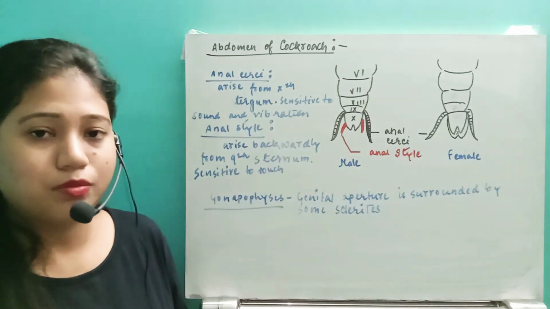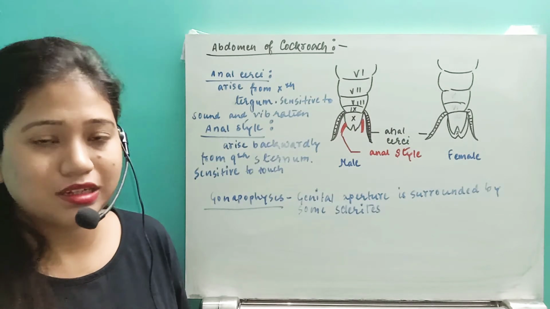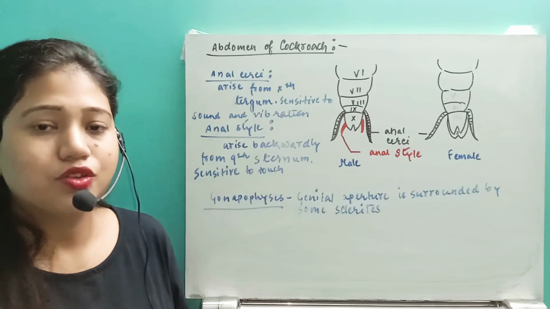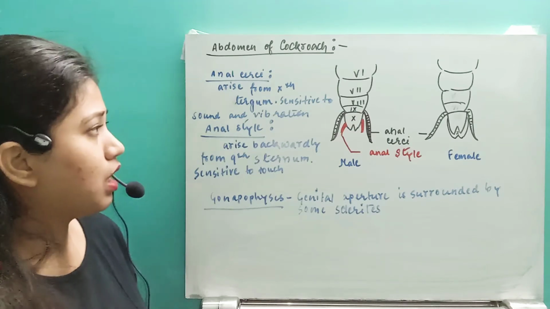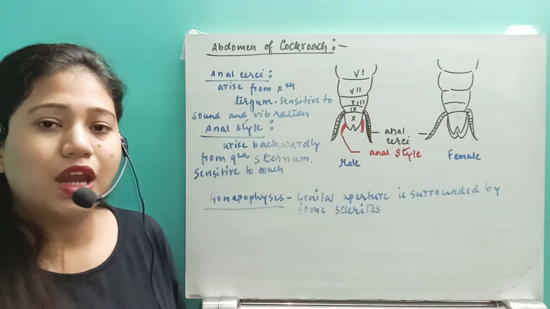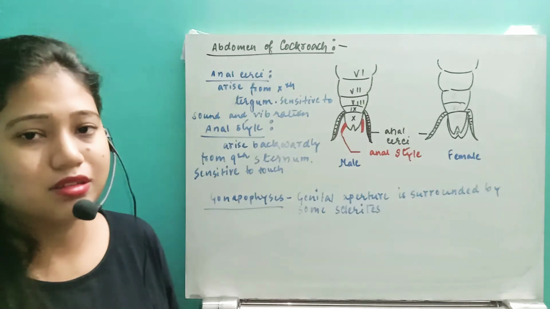In the abdomen, we need to know that the abdomen has 10 segments. The 10 segments will be present in the cockroach, both male and female. So the abdomen is made up of 10 segments.